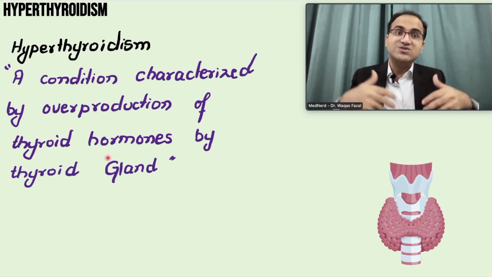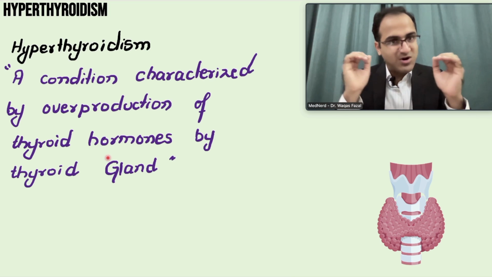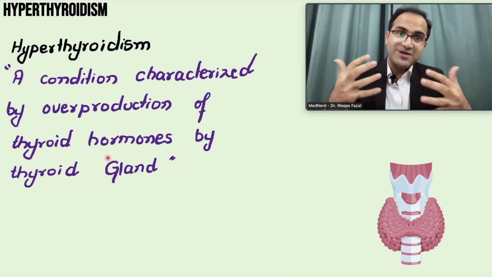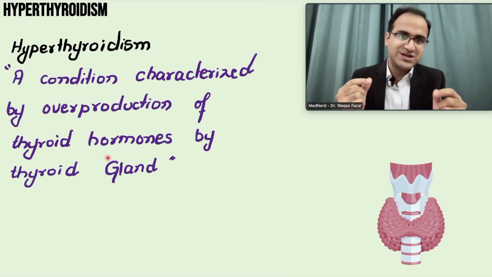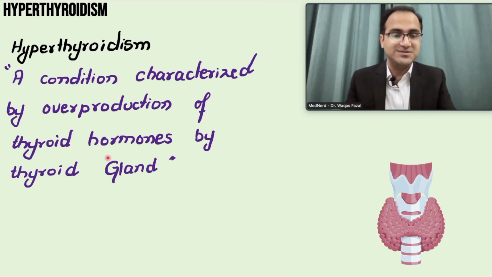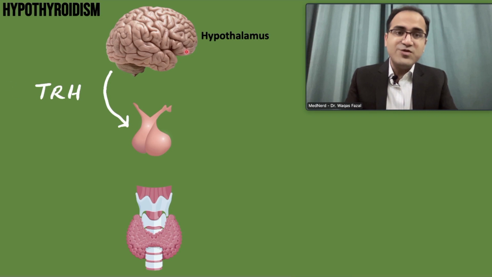And when there is more fuel, the body is on fire. So literally, every organ of the body is running very fast, is hyper functioning. That is what is happening in hyperthyroidism. Basically, where do these thyroid hormones come from?